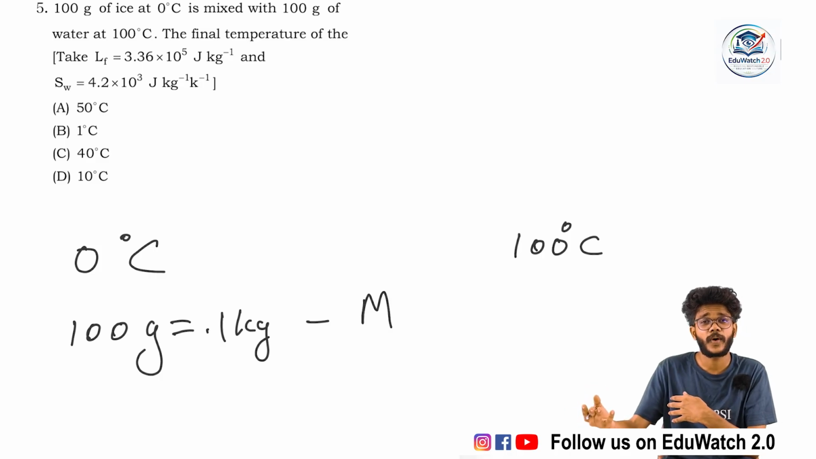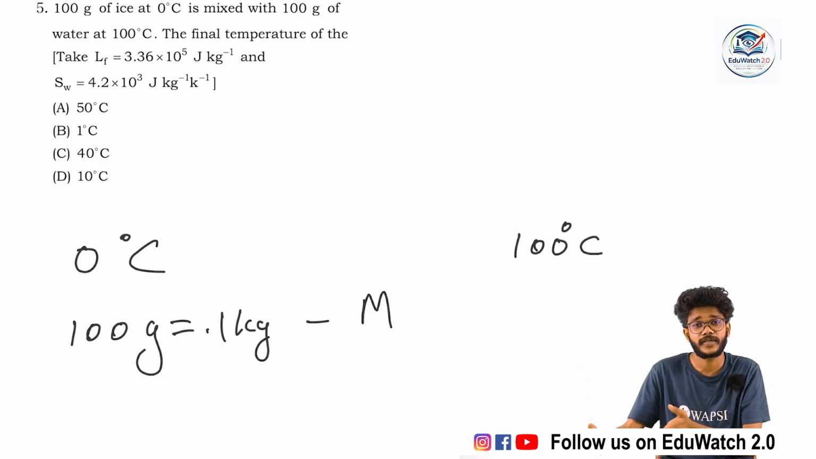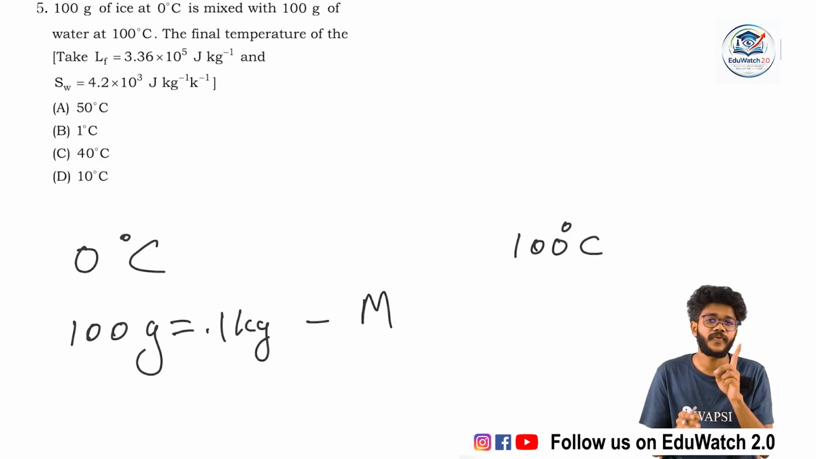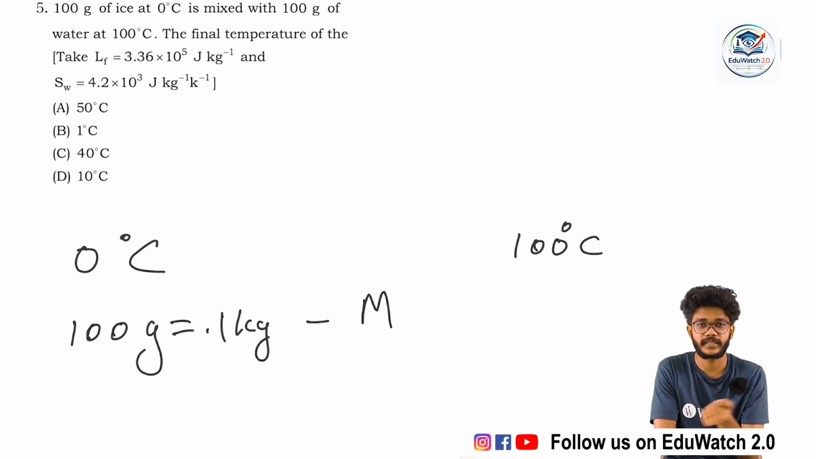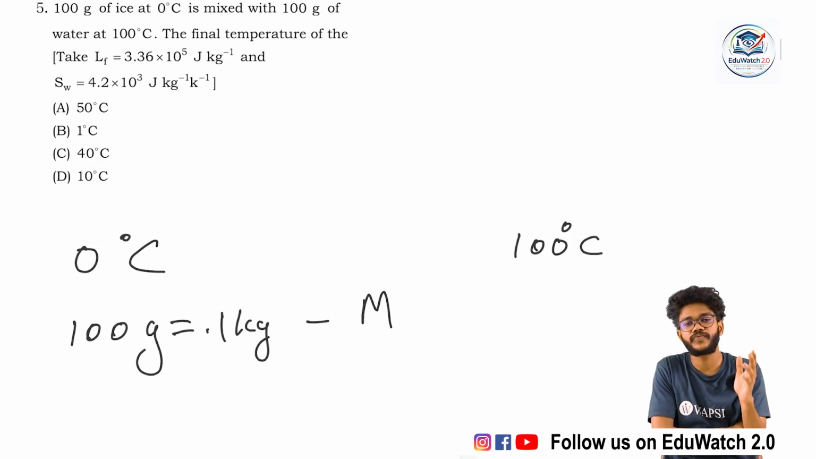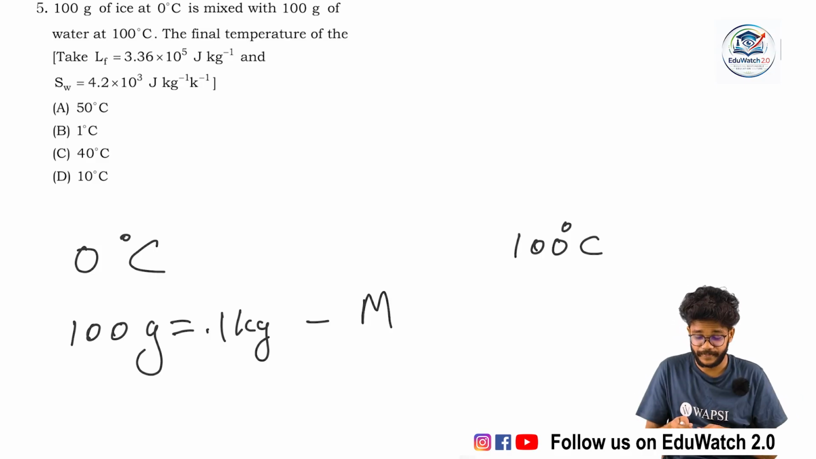From 100 degrees Celsius water, the energy goes to 0 degrees Celsius ice. First, for what purpose is the energy going? To change the ice from solid state to liquid state at 0 degrees Celsius. No temperature change takes place there, so the energy is used to change the phase, that means solid to liquid. Then the rest of the energy is used to change the 0 degrees Celsius water to T degrees Celsius liquid.